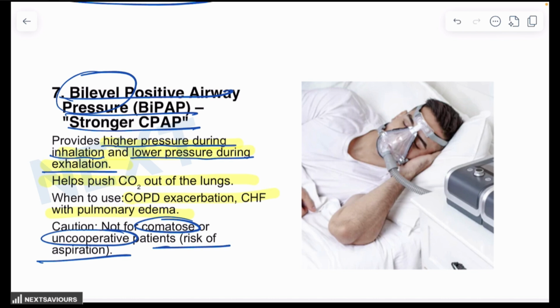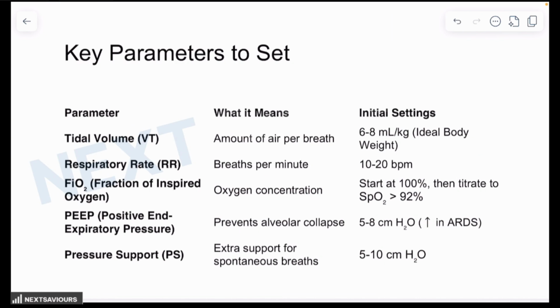So hope you have understood everything related to the modes. Now we can understand the key parameters that you will set in the patient when the patient is kept on ventilators, and what the normal values are. The first thing is the tidal volume, that is the amount of air per breath that you already know. It has to be kept around 6 to 8 ml per kg body weight. The respiratory rate is breaths per minute, which has to be kept around 10 to 20. So these are the initial settings.